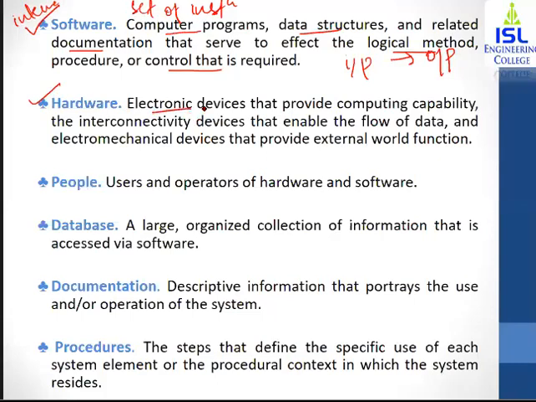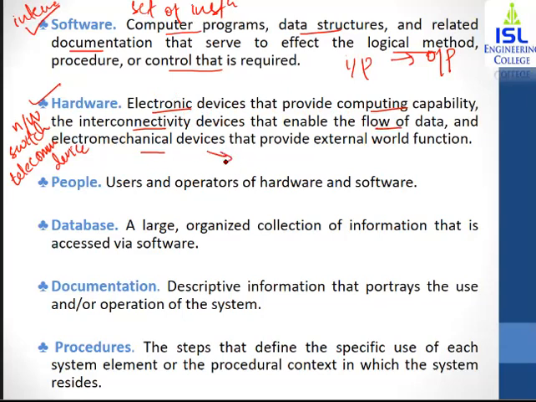it is an electronic device that provides you with computing capabilities and interconnectivity devices. Now what are these interconnectivity devices? Connectivity means how you're going to connect and communicate whenever you're connected to a network. That is, interconnectivity devices are a network switch or a telecommunication device. So these are your interconnectivity devices. These interconnectivity devices enable the flow of data and electromechanical devices.